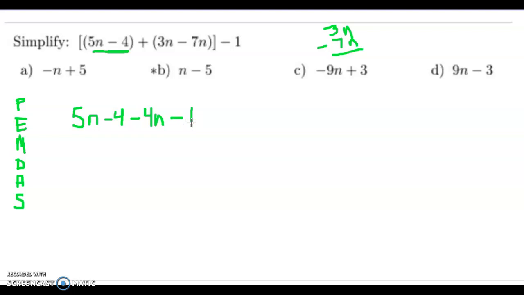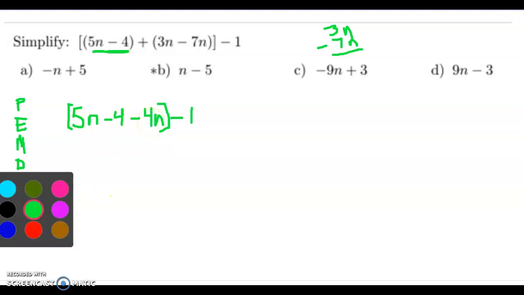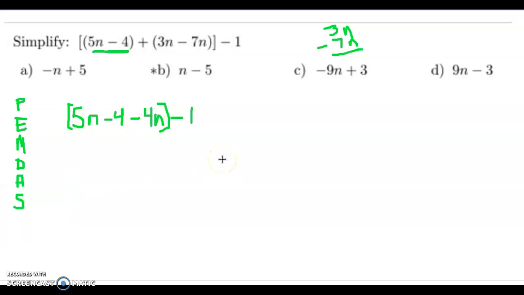Okay, now what I need to do is look at anything that is like terms inside of here. So inside of this bracket here, and I will write the bracket, sorry about that, I have a 5n minus a 4n. And you might be able to do that without even making an x's and n's table, because you just know 5n's minus 4n's is just 1n. So hopefully you can just think that in your head. I'm going to bring down this minus 4, and then I still have the minus 1.